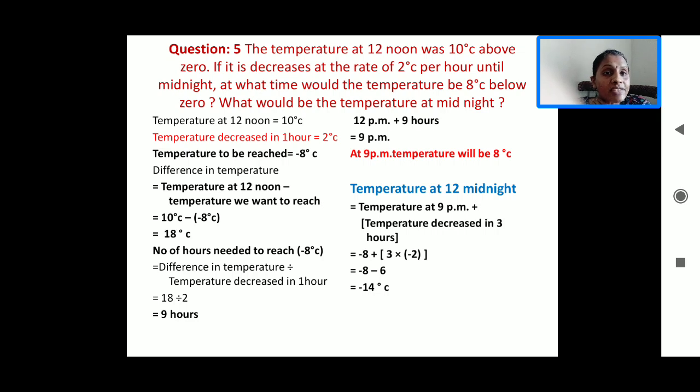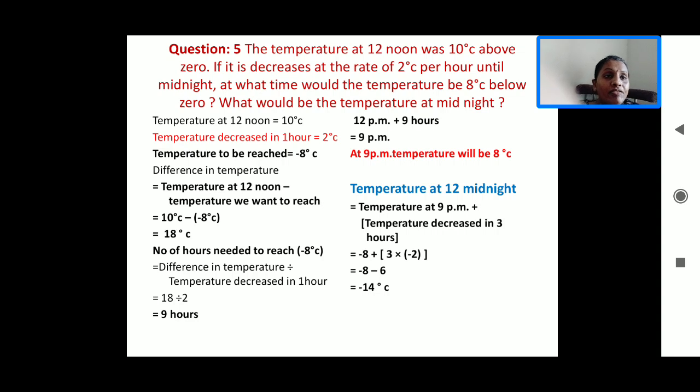Now, as we know that in 1 hour the temperature decreases by 2 degrees centigrade, to decrease by 18 degrees centigrade, how much time will be needed? The number of hours needed is equal to the difference in temperature divided by the temperature decrease in 1 hour. So 18 degrees centigrade divided by 2 degrees, because in 1 hour 2 degrees is decreasing. So to decrease by 18 degrees centigrade, 9 hours will be needed.